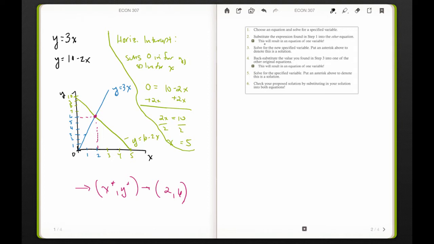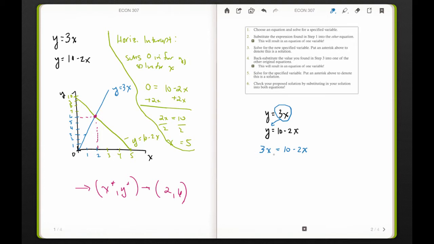Now substitute the expression found in step 1 into the other equation. This will result in an equation of one variable. So let me show you what this means. So I've got y is 3x, and I have y is equal to 10 minus 2x. So substituting in just means that I'm going to take this guy. If y equals 3x, and if y equals 10 minus 2x, I can just go like this. I can say 3x is equal to 10 minus 2x.